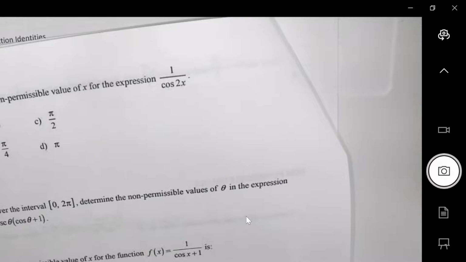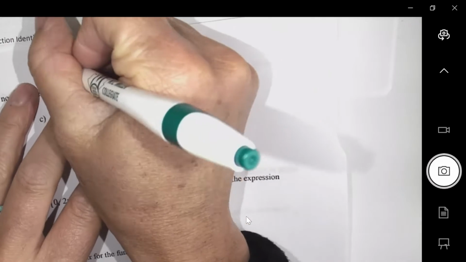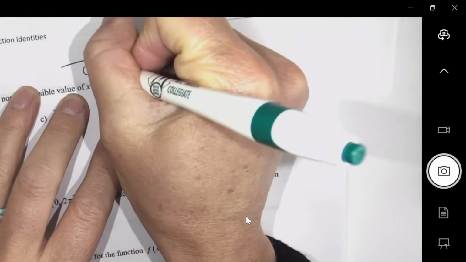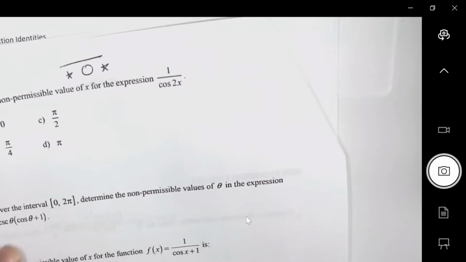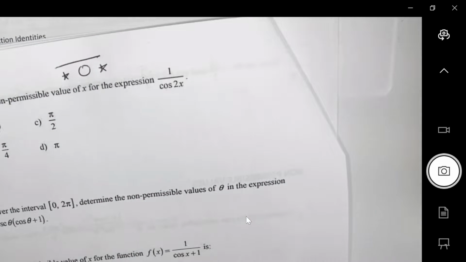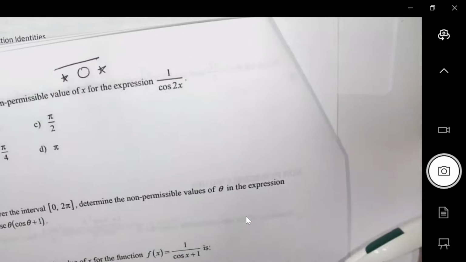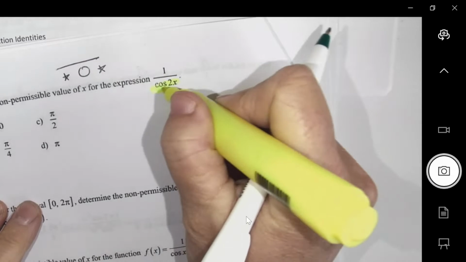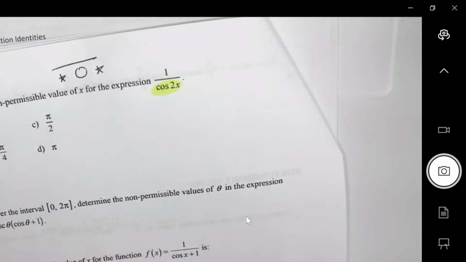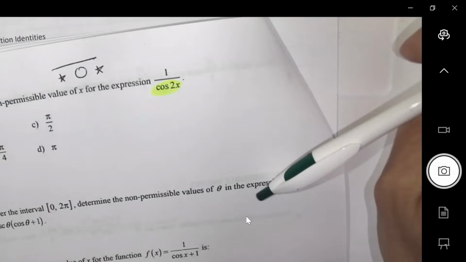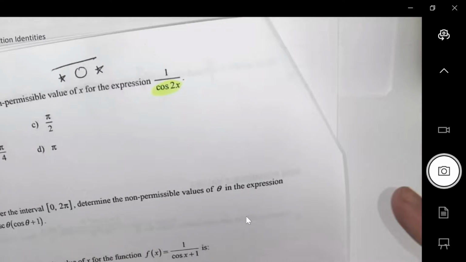Okay, anybody figured out what can't you do in math with a fraction? You can't have 0 on the bottom. Don't like that. So when I look at this number 4, I don't want that to end up being 0.